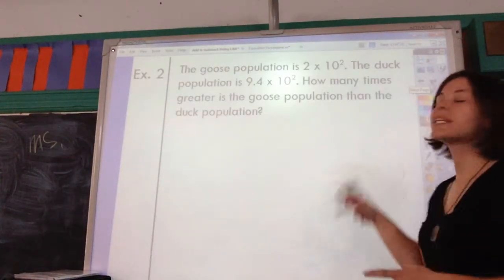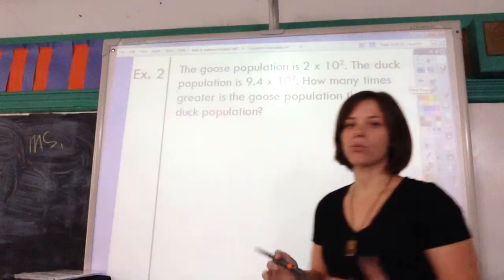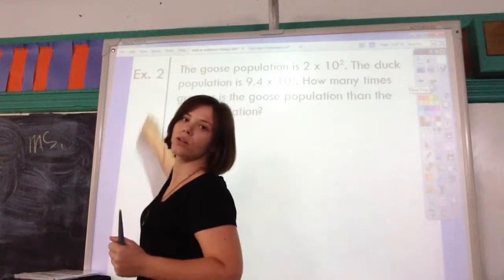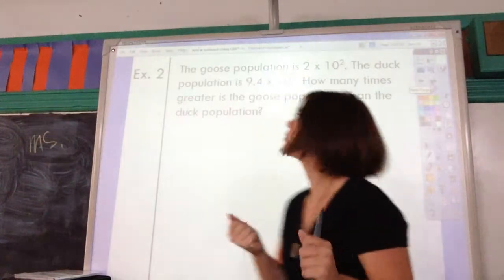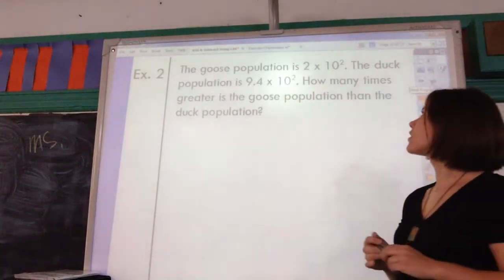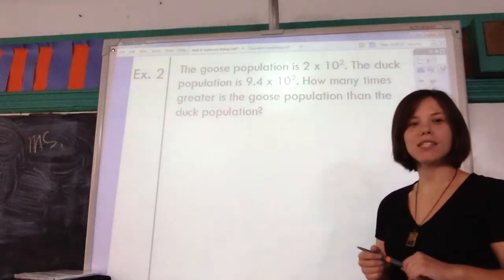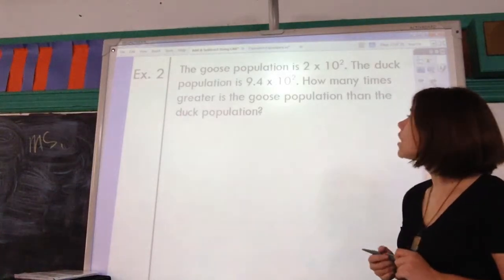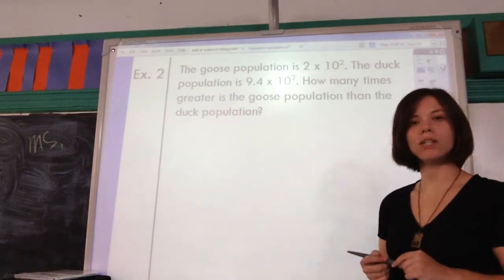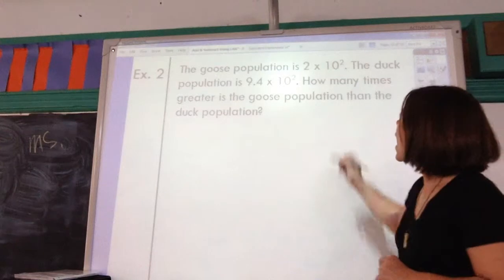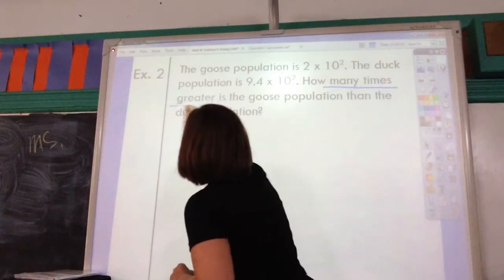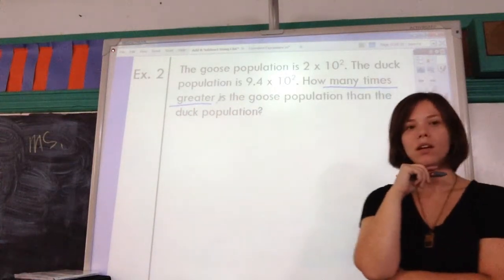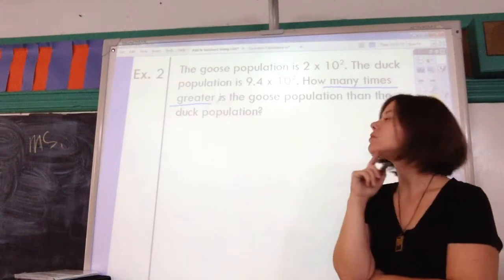Okay, please do not waste time copying down all these words. Write example 2, draw your line, and just be with me. The goose population is 2 times 10 squared. The duck population is 9.4 times 10 squared. How many times greater is the goose population than the duck population?